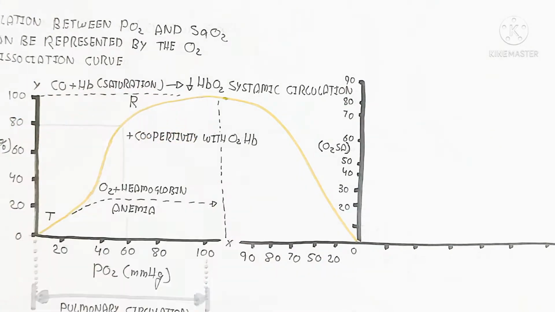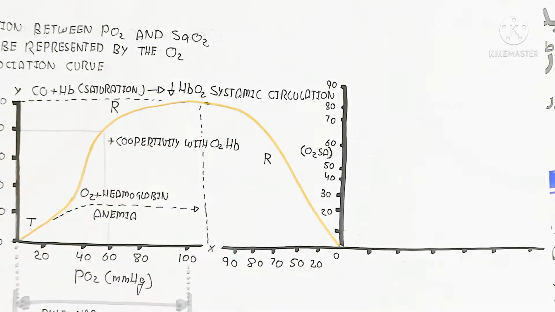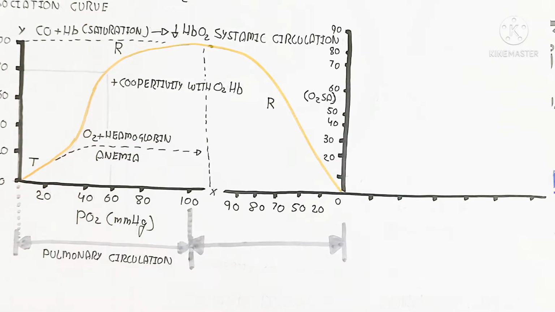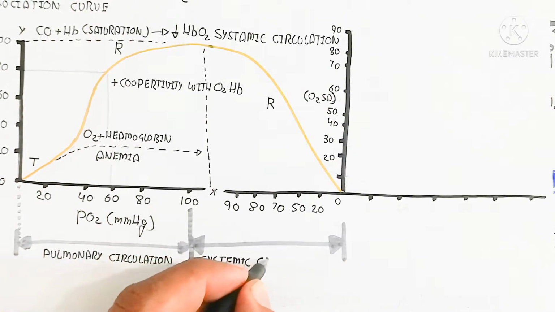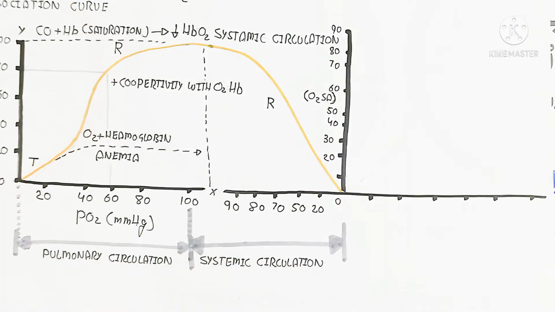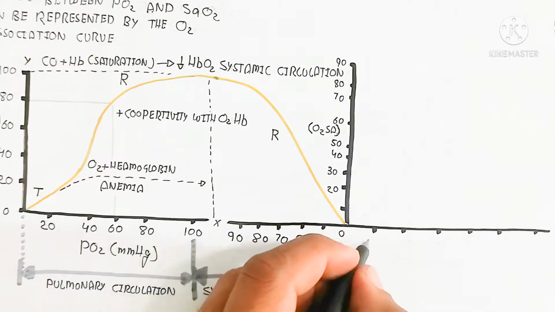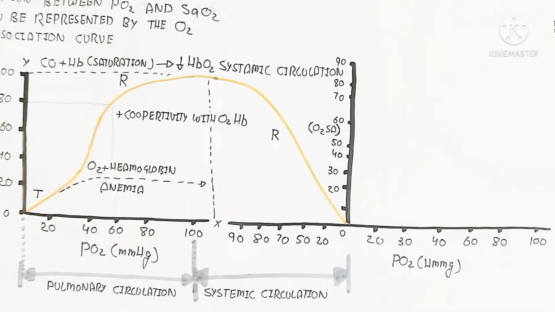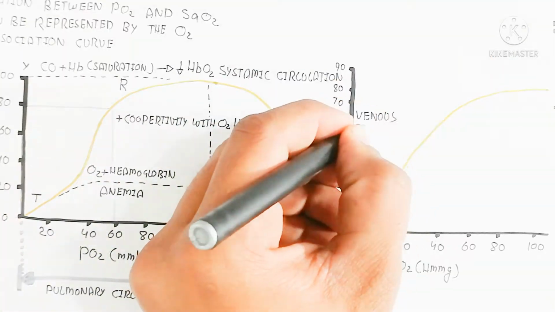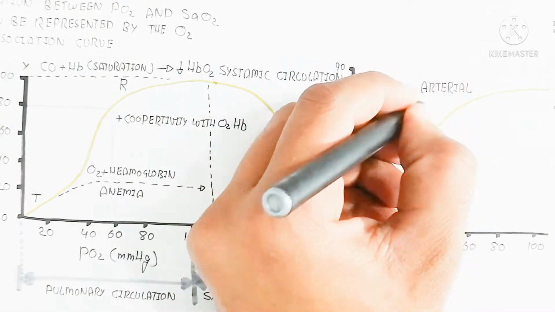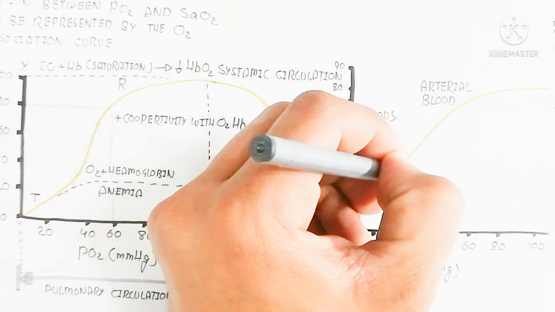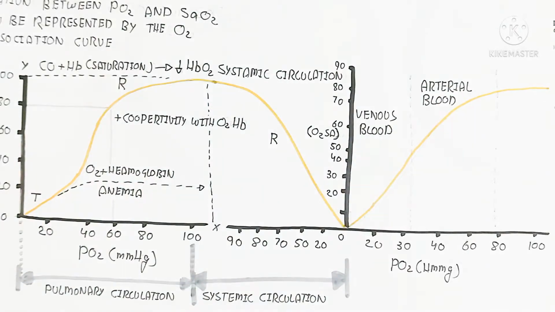Next, again in the systemic circulation, the partial pressure will decrease, and the saturation will decrease, sorry. The saturation decreases because the partial pressure of oxygen is decreased. Then it increases again in the pulmonary circulation. An important thing is that we can also show this in the artery and veins. The venous blood has a partial pressure of 30 millimeters of mercury, while the arterial blood contains more.